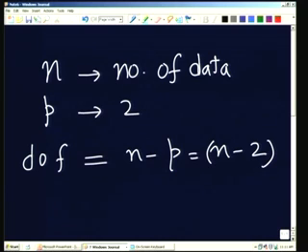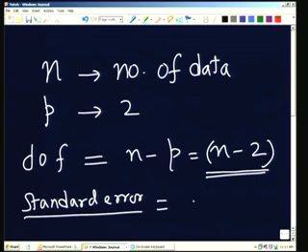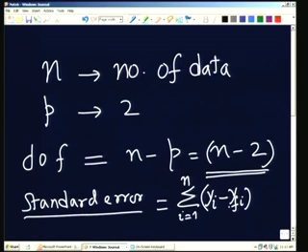So, when I want to find out what is the likely error, I have to use n minus 2 in the denominator. For example, the standard error, I will describe it a little later. This will be given by sigma i equal to 1 to n, the value of y_i, which is the data which is given, minus y_f, where y_f stands for the fit or the regression line, this whole squared divided by n minus 2.